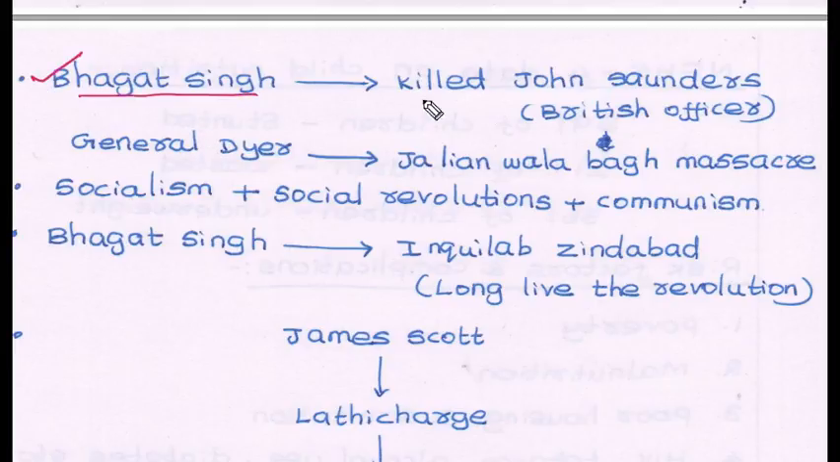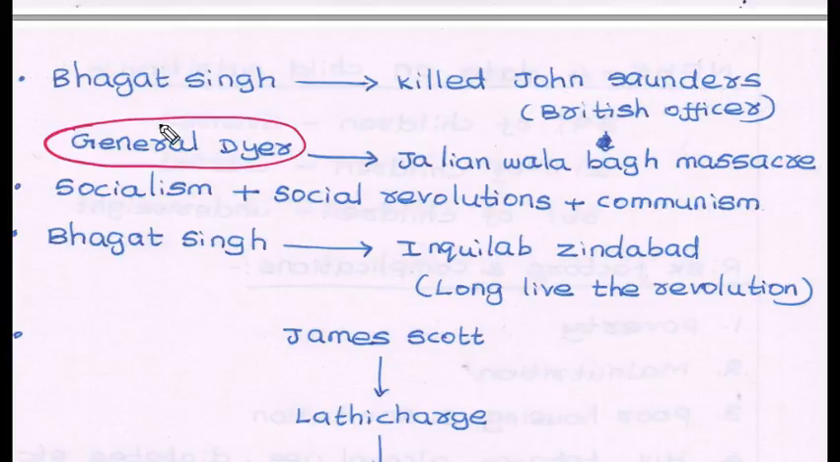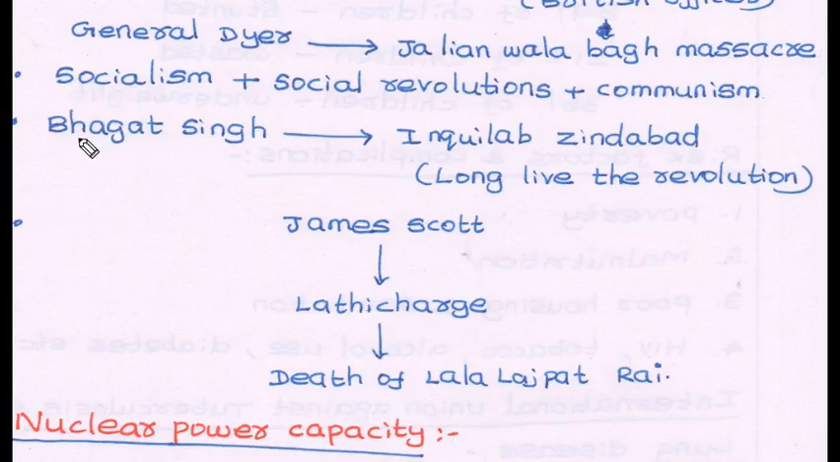Bhagat Singh killed John Saunders, who was a British officer. General Dyer also came in the news. He was a British officer who ordered the Jallianwala Bagh massacre. And Bhagat Singh gave the slogan called Inquilab Zindabad. Inquilab Zindabad means long live the revolution. Bhagat Singh, Sukhdev and Rajguru adopted socialism, social revolutions and communism.